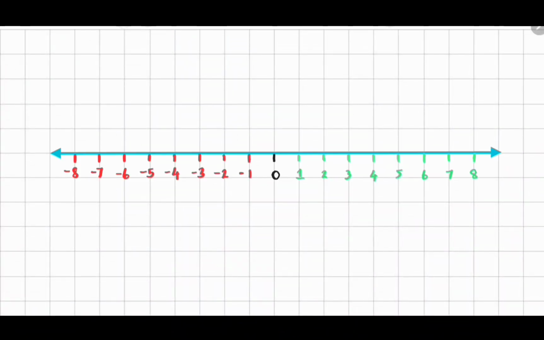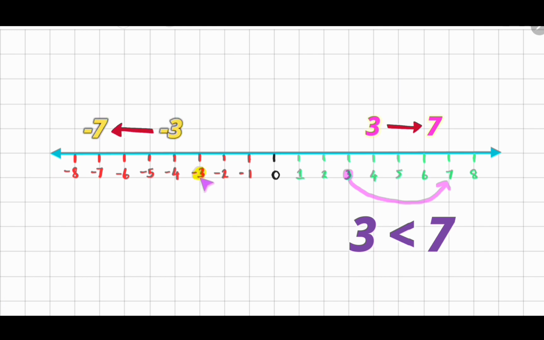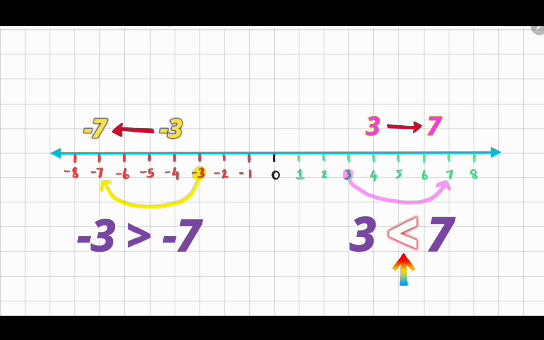Why? Well, just look at the number line. For example, from 3 to 7 is an increase, but from -3 to -7 is a decrease. See how the inequality sign reverses from less than to greater than.